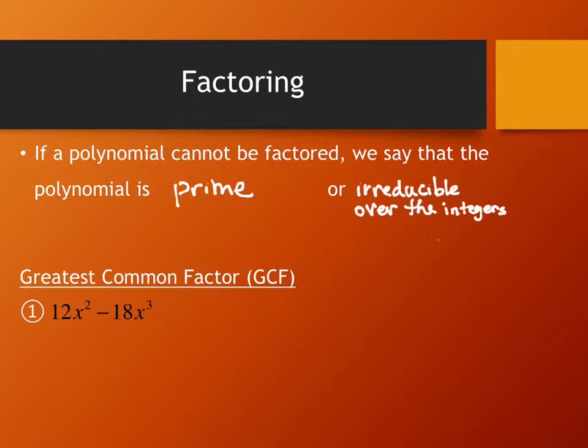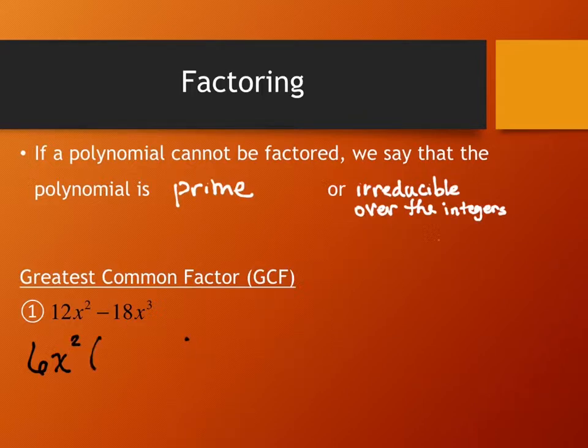So I have a 12 and an 18, and what is it? It's a 6. So we're going to write down a 6. And then we look at the variable components. I have x squared and I have x cubed. What is the biggest x with a power they both divide by? X squared. So we're going to write down x squared as well. So 6 divides the 12 and the 18. X squared divides x squared and x cubed. So this is our greatest common factor.